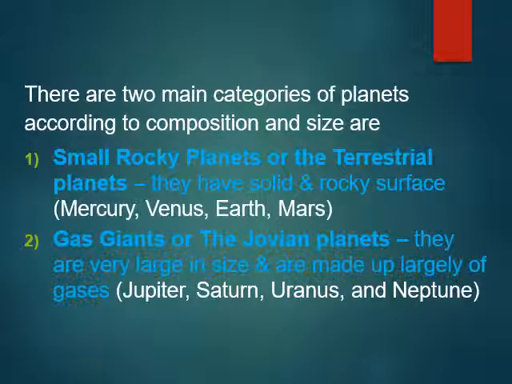There are two main categories of planets according to composition and size. They are small rocky planets, or terrestrial planets. They have a solid and rocky surface. For example, Mercury, Venus, Earth and Mars are considered under this category. And giant or Jovian planets are very large in size and made up largely of gases. These are Jupiter, Saturn, Uranus and Neptune.